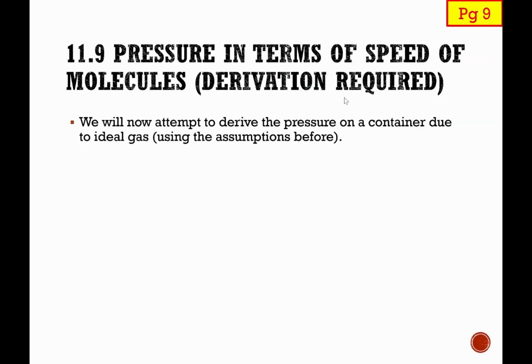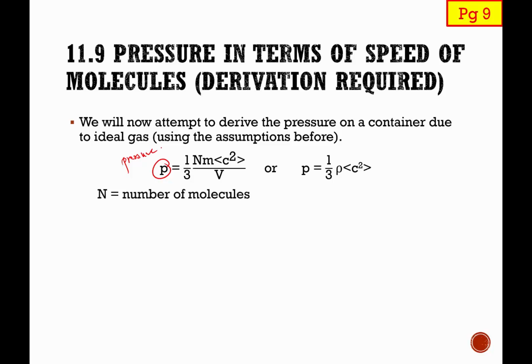So for this section of the lecture notes, we are going to attempt to derive the pressure on the container due to the ideal gas using the 6 assumptions that we were discussing just now. So basically, these two complicated looking equations are the ones that we'll be trying to derive. So to introduce the formula, P refers to the pressure, of course, and then N refers to the number of molecules. Small m actually refers to the mass per molecule. So do not mistake it as the mass of the whole gas. No, it does not. Small m actually refers to the mass per molecule. And then V refers to the volume.